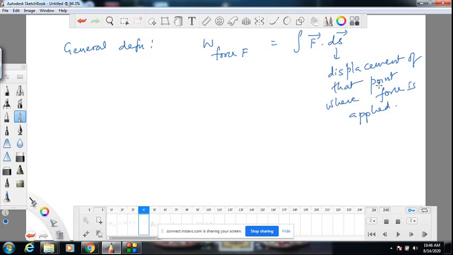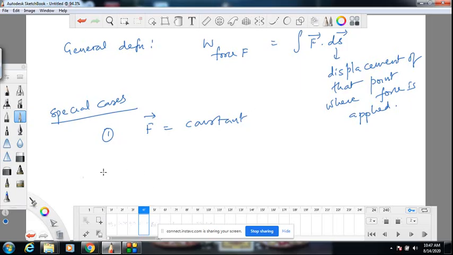Now let's go to special cases, because most of the time we'll be encountering these special cases. First case is constant force. The force which is being applied on the object is a constant force. When a vector is said to be constant, neither its magnitude nor its direction must change. So if you say it is a constant force, force magnitude must not change, force direction also must not change.